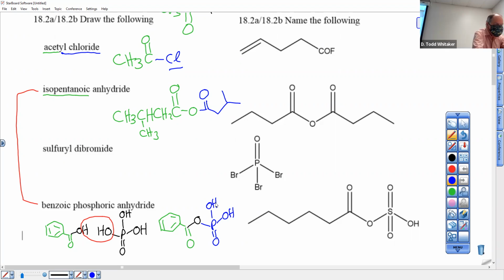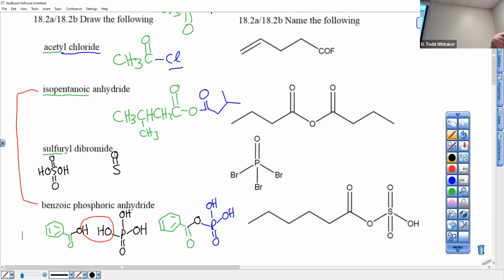Acid halide, same story. In the previous example, the acid was sulfuric acid. We have to know how to draw sulfuric acid. And you'll notice there's two H's on O's. So if it's a diacid halide, there's going to be two Br's instead of two OH's.